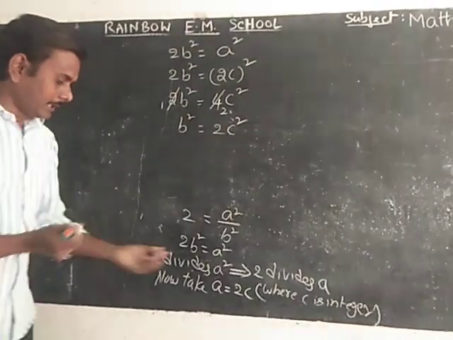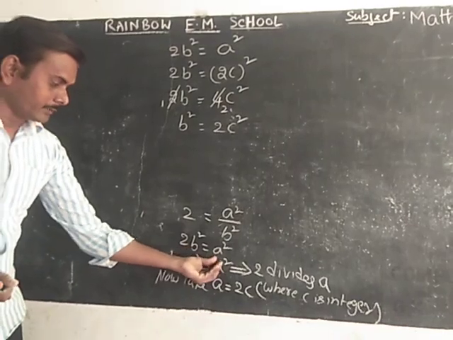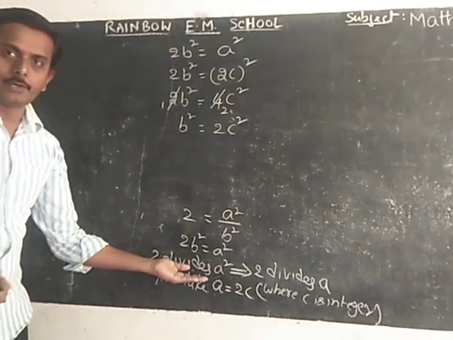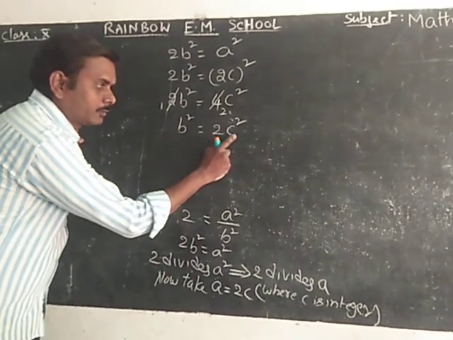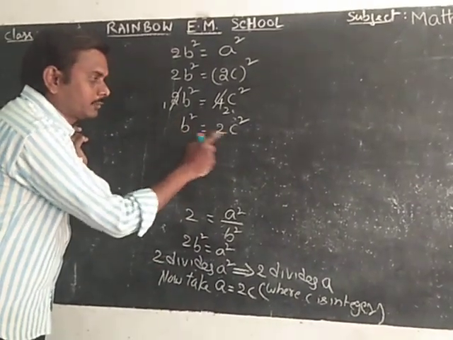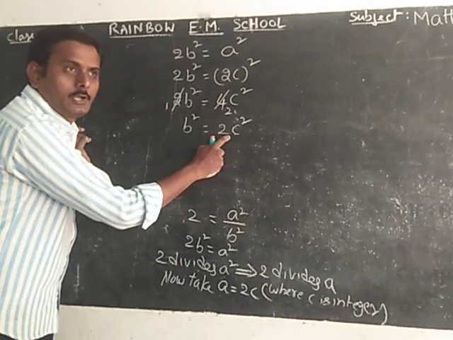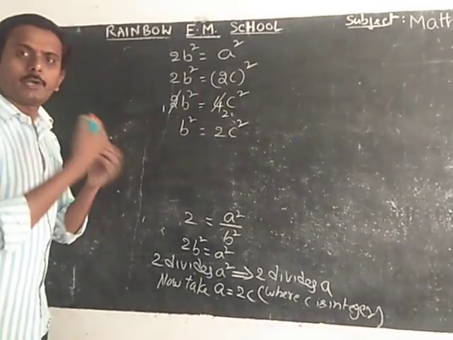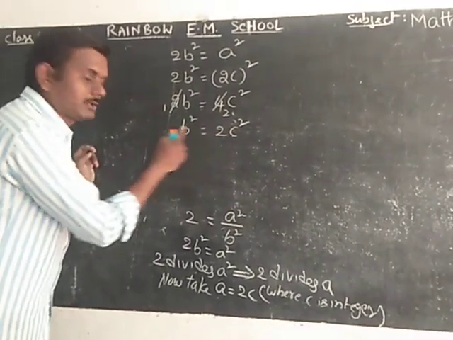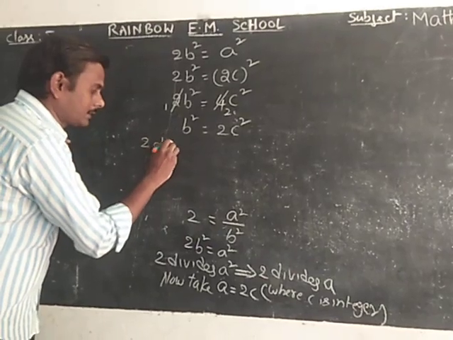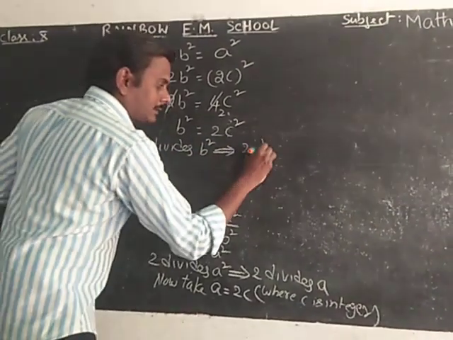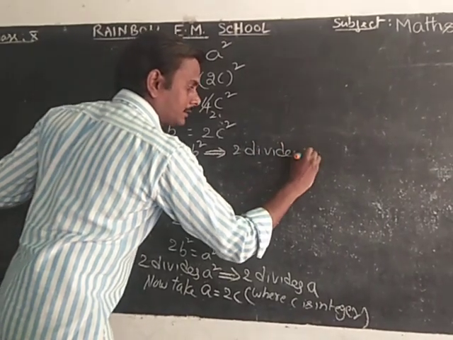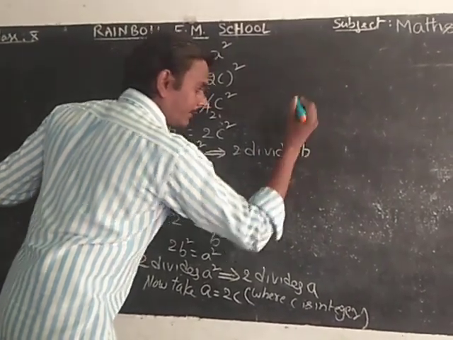Previously, one condition 2b square equal to a square, by following that one we have written one note point here. Similarly here also b square equal to 2c square. That means b square is a multiple of 2. Then immediately we can say 2 divides b square. 2 divides b square implies 2 divides b.